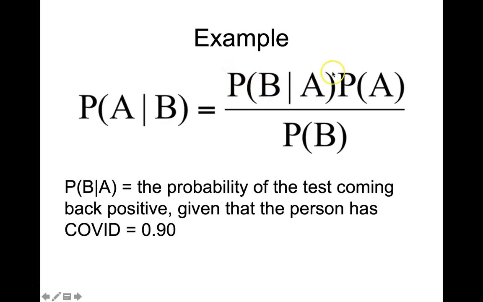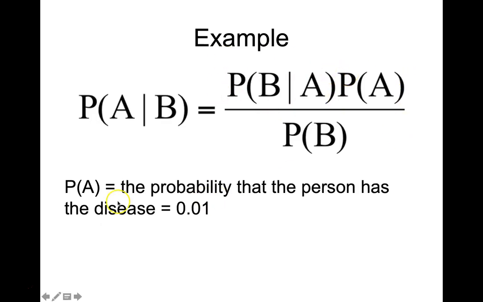Now, here, this part of the equation, the probability of B given A, that refers to the probability of the test coming back positive if the person has COVID-19. So this shows us our false negative rate. So given that if a person really does have COVID-19, how likely is it that the test is going to pick that up? It's 90% likely. There's a 10% false negative rate, so it's only 90% likely that the test will pick up that they have COVID-19. 90% is good, but it's not perfect. So that's what the probability of B given A is.